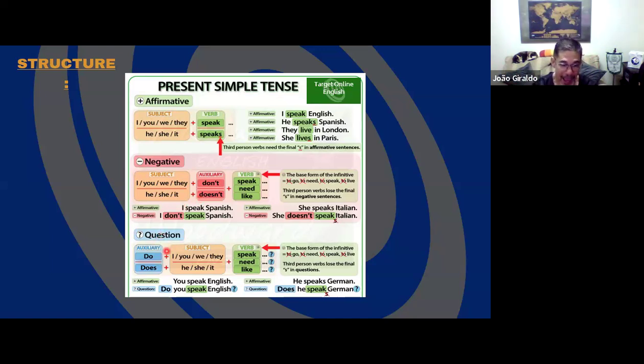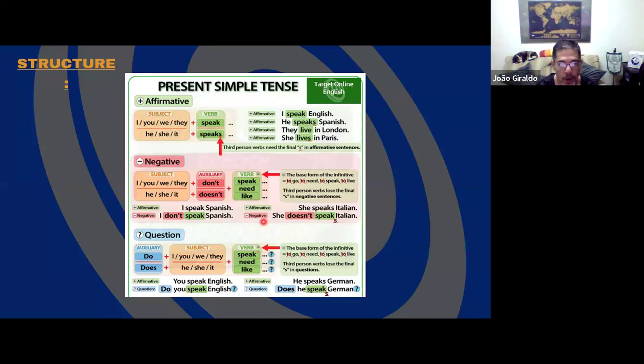Okay? And in the interrogative here, so does she like? Does he need? Does he read? So you use the auxiliary verb in the beginning, the same order, okay? Auxiliary, subject, and the verb. This verb comes in infinitive form. Okay, so no verb variation in negative and in interrogative. Only verb variation in affirmative.